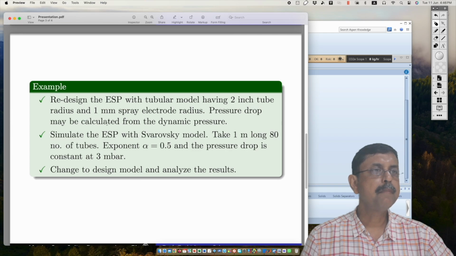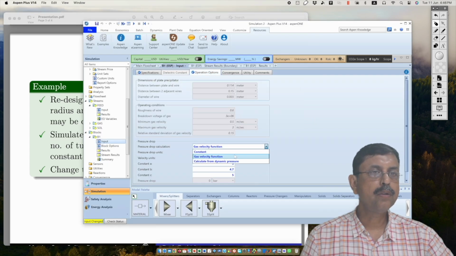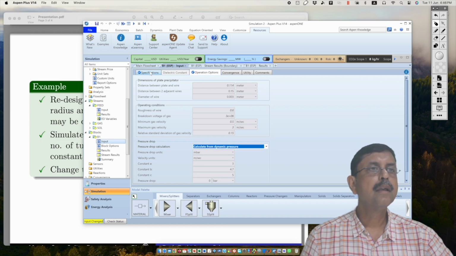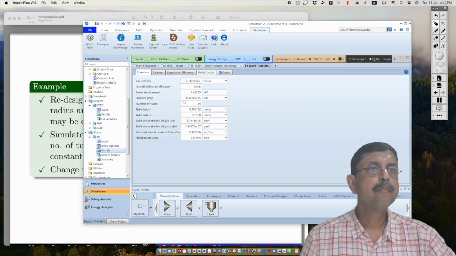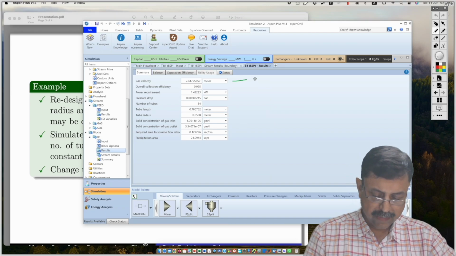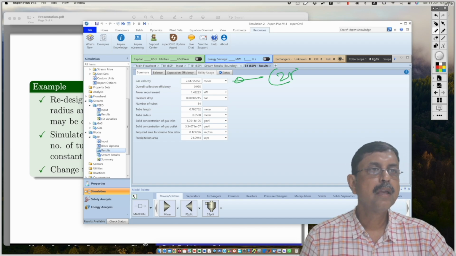And pressure drop may be calculated from the dynamic pressure. So we go back to this one and run the process. Okay. Now see the results once again. Here also, gas velocity is below 2.5, so it is within the limit.